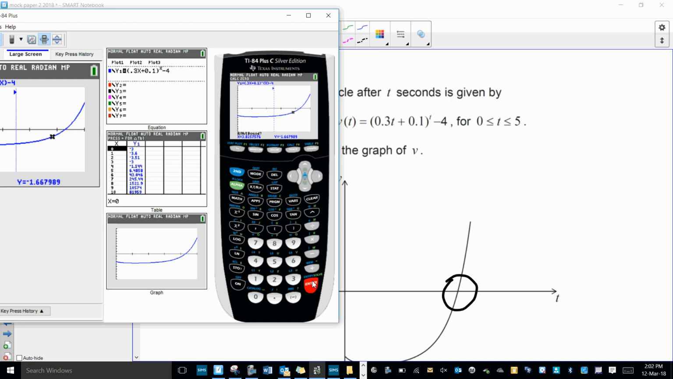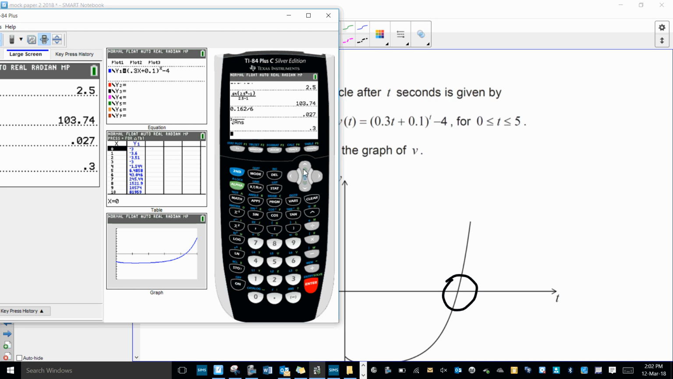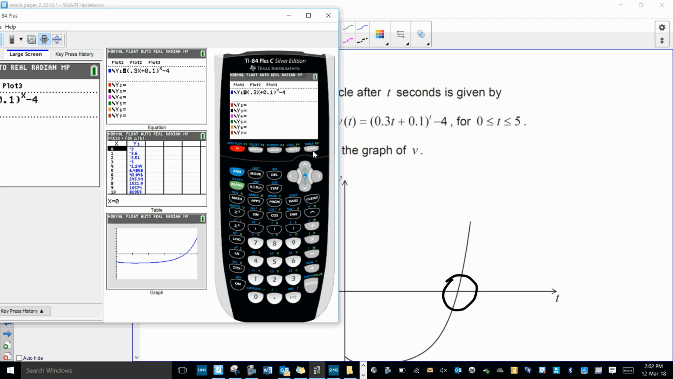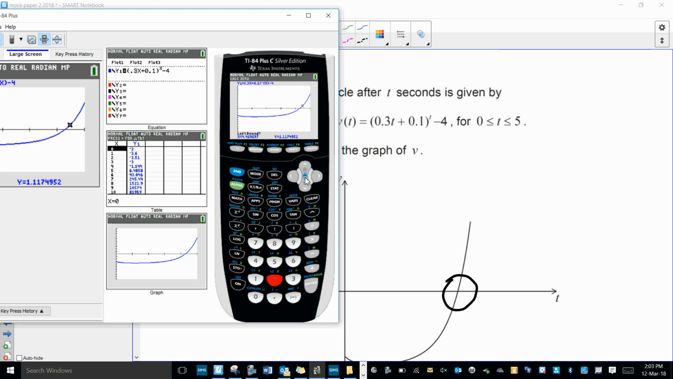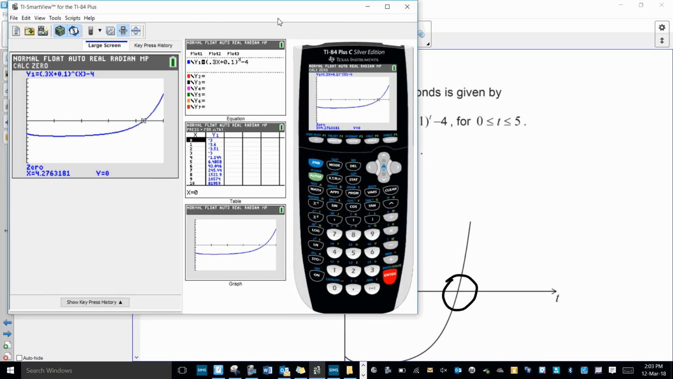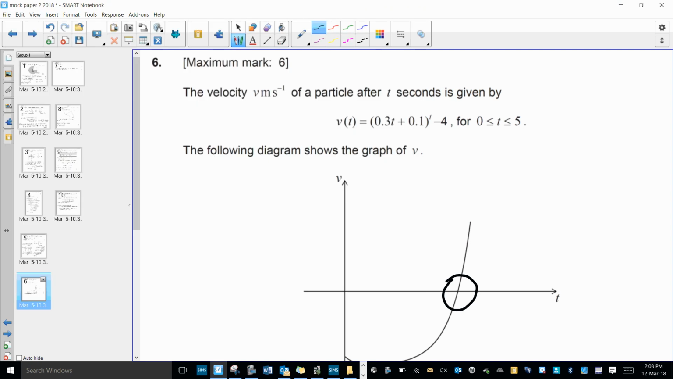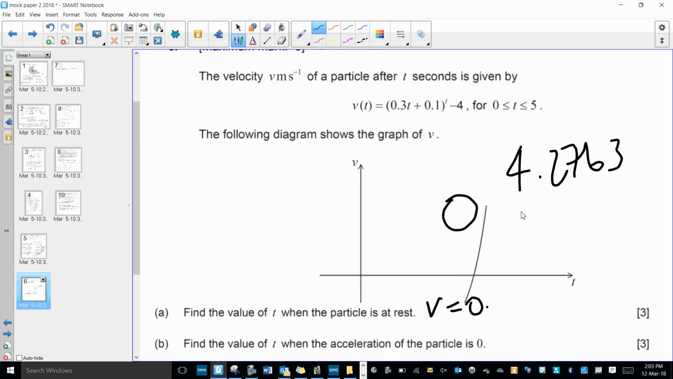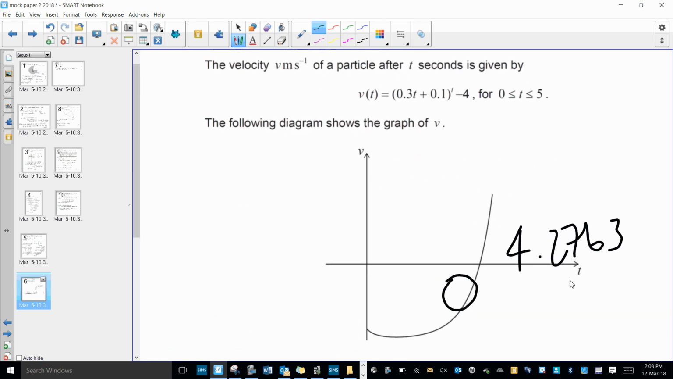So enter. Enter. Oops, what happened? Okay, so we've got that value of 4.2763, so to three figures, it's 4.28.